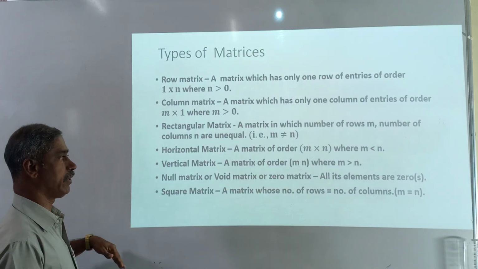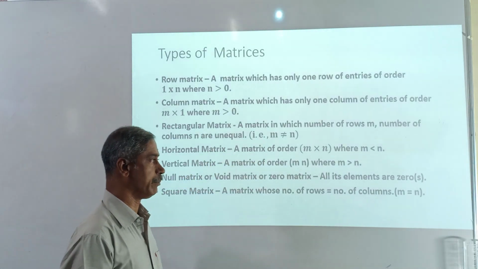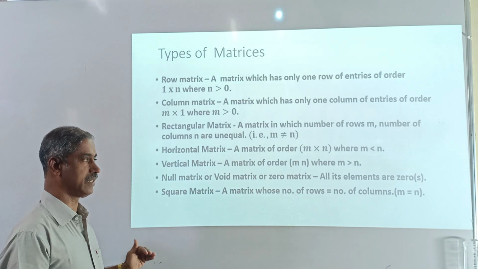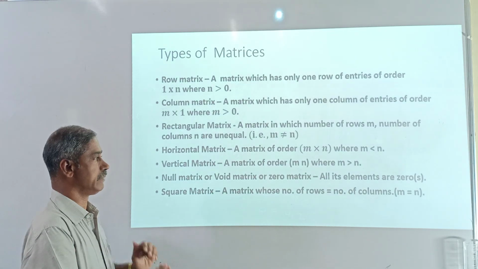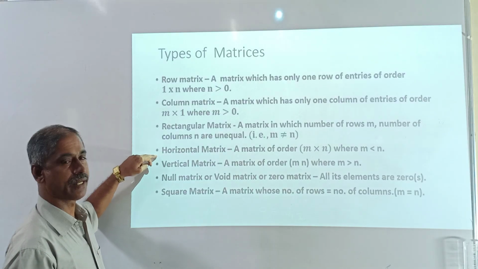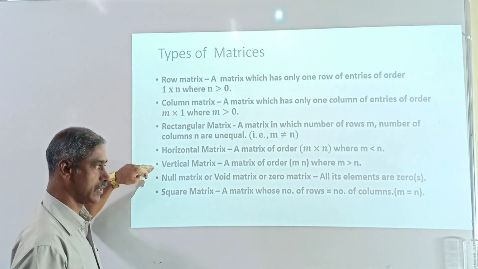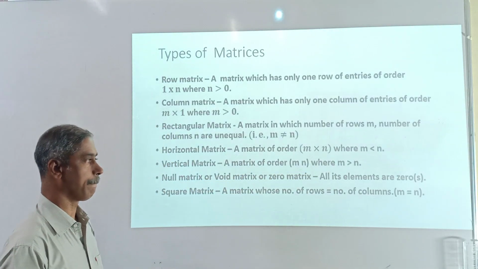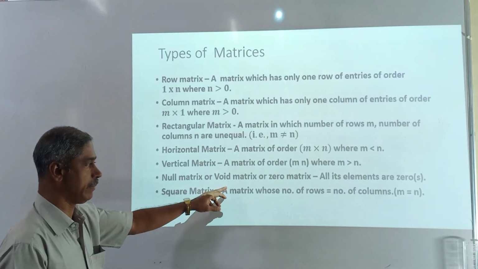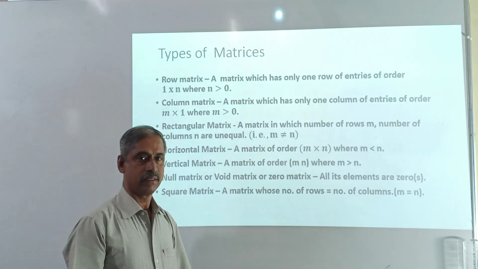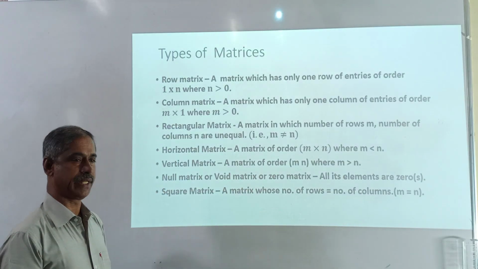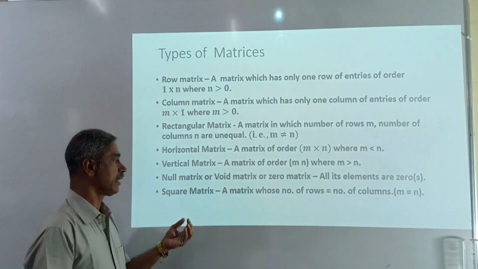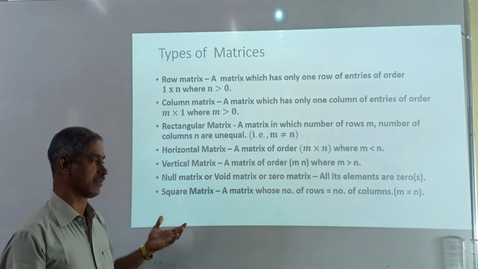A horizontal matrix is a matrix of order m by n where m is less than n, like the 2 by 3 matrix I spoke about now, where the number of rows is lesser than the number of columns. A vertical matrix is the opposite of the same: a matrix of order m by n where m is greater than n. The null matrix, or void matrix, or zero matrix, is useful in many applications directly as an identity. It contains only zeros in all positions. A matrix is said to be a null matrix if all its elements are zeros.